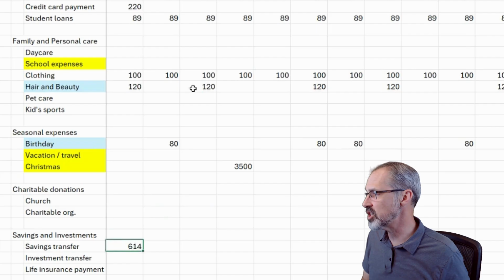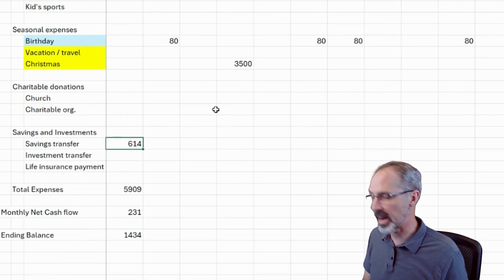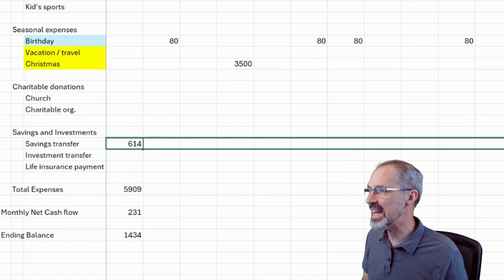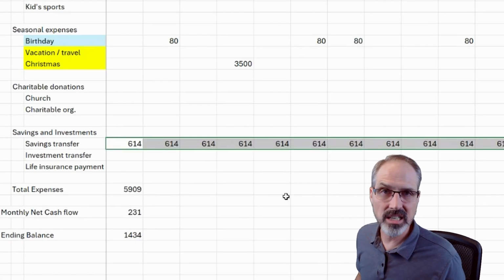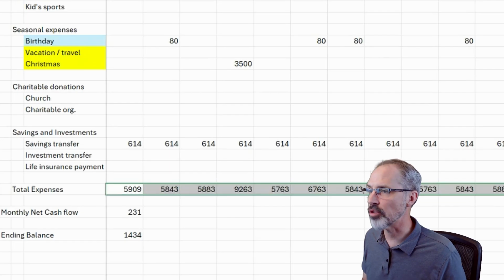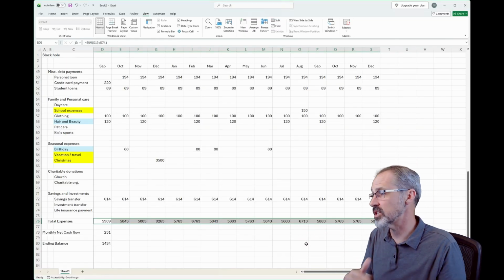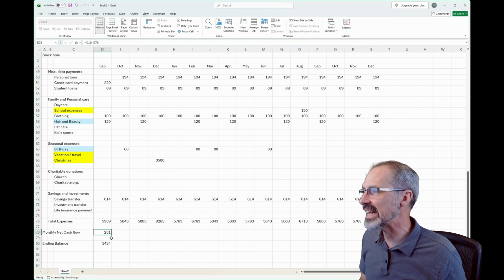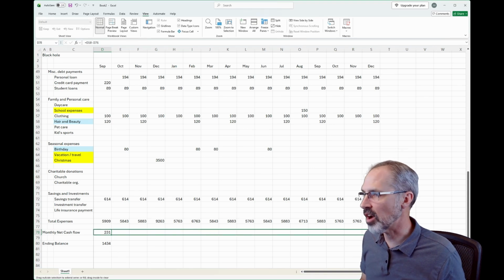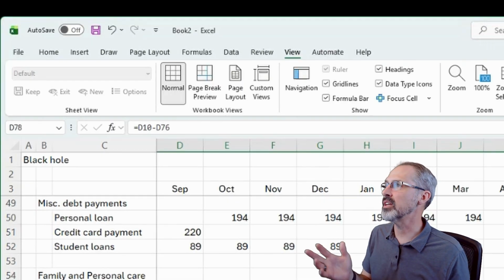No charitable donations, and the savings transfer. We're going to pull that across and hope that they maintain pulling that savings aside. And so now we can take the total expenses and drag it across. And this is how it will flow out as the total expenses per month. And then the net cash flow. Let's pull that across. And this is where I like to actually do something called conditional formatting.